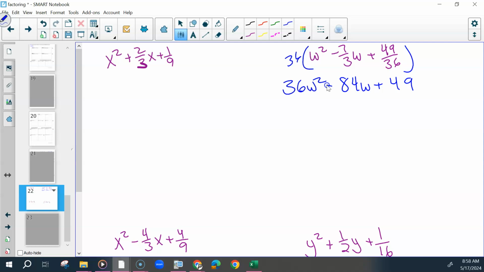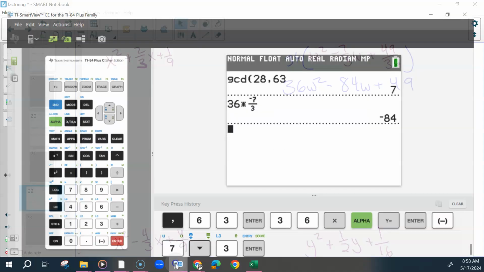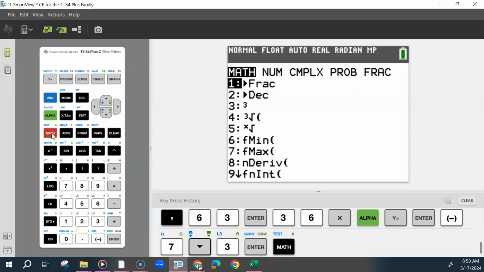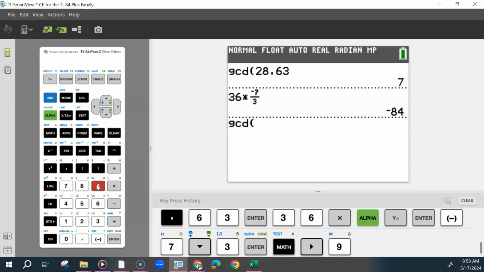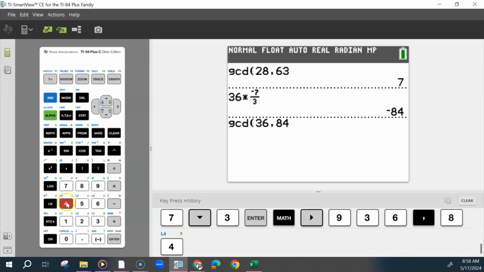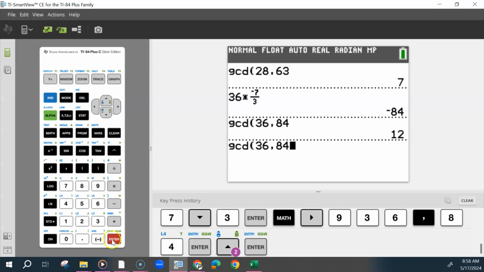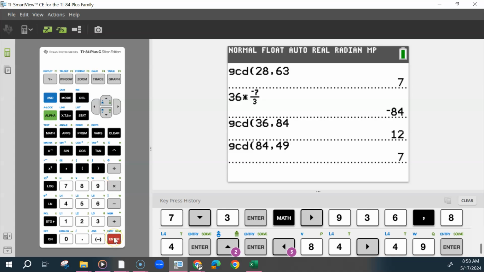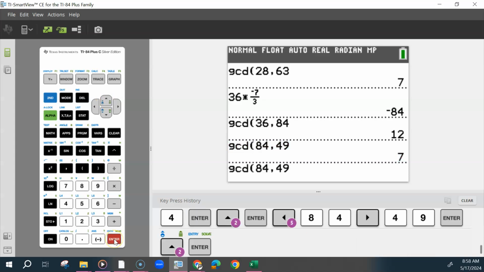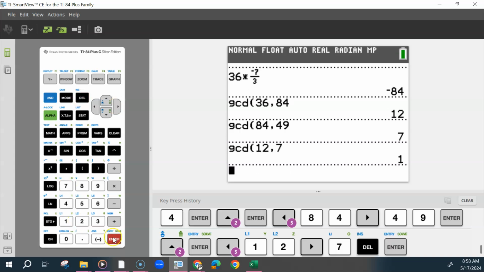And then you can see, does this have a GCF? So I'm going to use the calculator function to try each one. I'm going to do the first 2 and then the last 2 and then a combination of those 2. Math, number, GCD, 36, 84. Then I'm going to do it again, but change it to 84 and 49. It doesn't matter if they're positive or negative. I see that I got 2 different numbers, so I'm going to do it one more time using those 2 numbers. But 12 and 7 don't have anything in common. So there isn't a GCF between all 3.